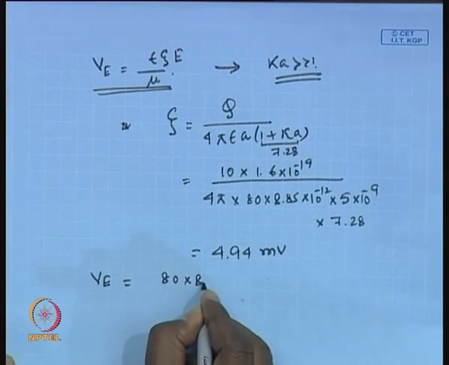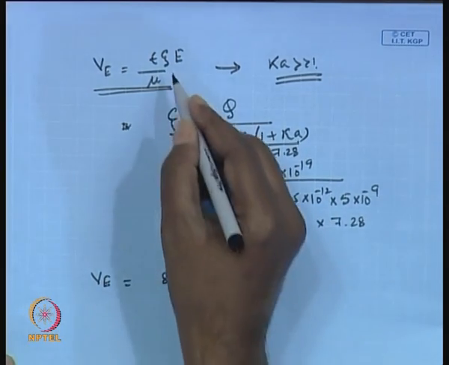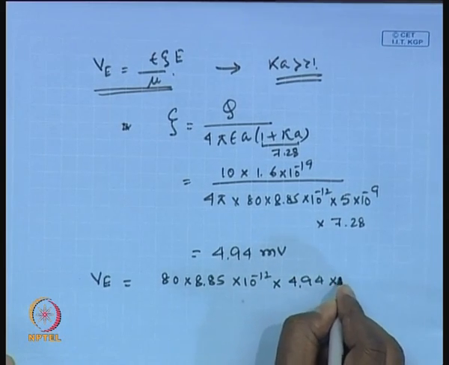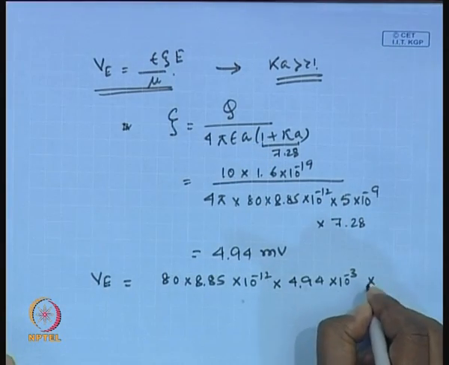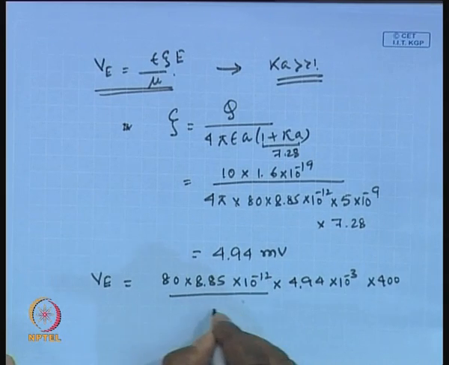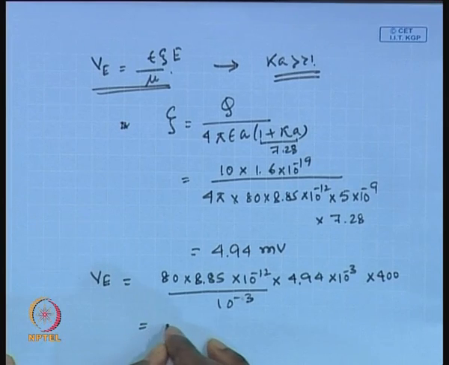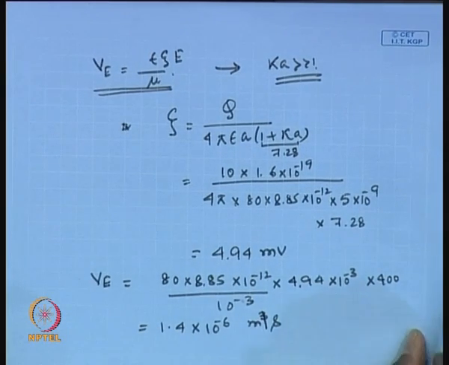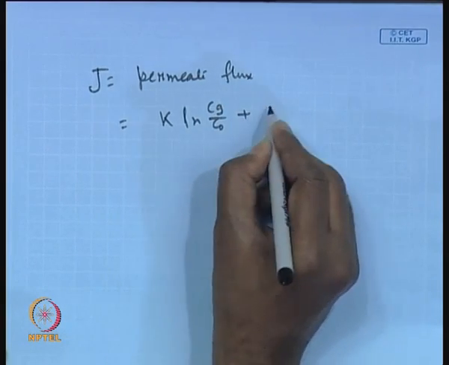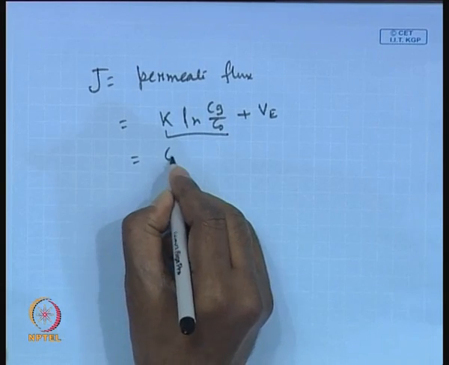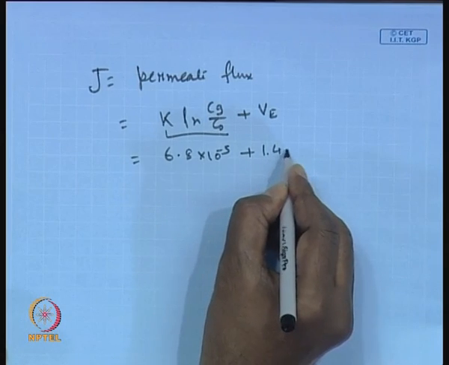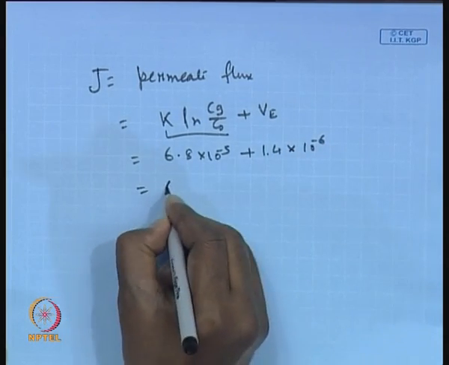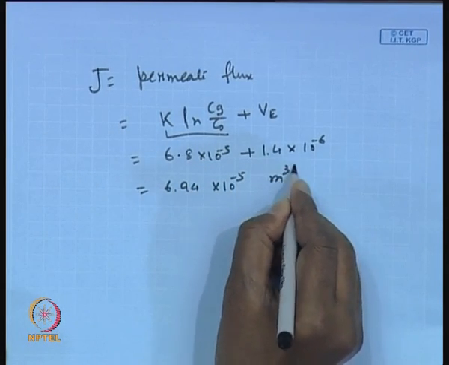Now you are in a position to calculate the electrophoretic velocity using this formula. So, this becomes 80 into 8.85 into 10 to the power minus 12, into the zeta potential 4.94 millivolt into 10 to the power minus 3, into the electric field strength, 400 volt per meter, which is already given to you, divided by mu, say water viscosity 10 to the power minus 3. It turns out to be 1.4 into 10 to the power minus 6 meter per second. Now, just put it in the formula for permeate flux. Permeate flux will be nothing but k ln Cg by C naught plus Ve, and this was 6.8 into 10 to the power minus 5, and this is 1.4 into 10 to the power minus 6. So, this is 6.94 into 10 to the power minus 5 meter cube per meter square second.